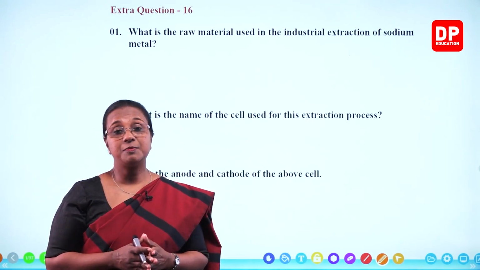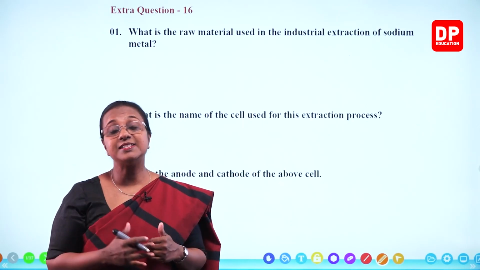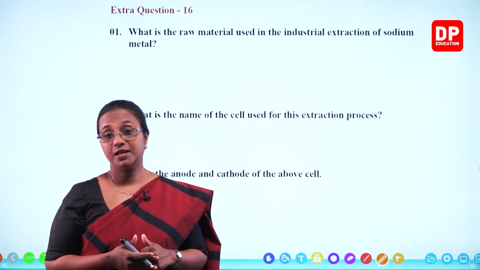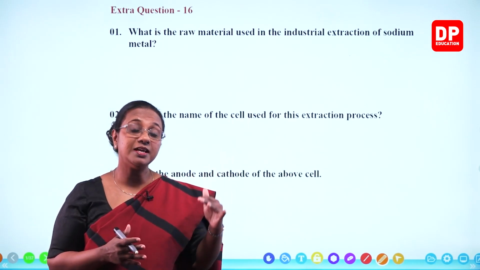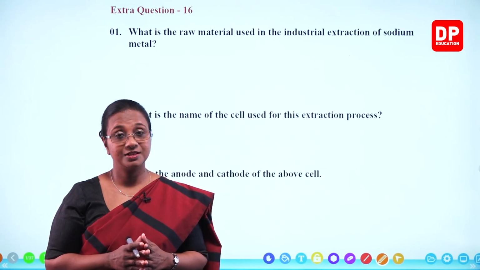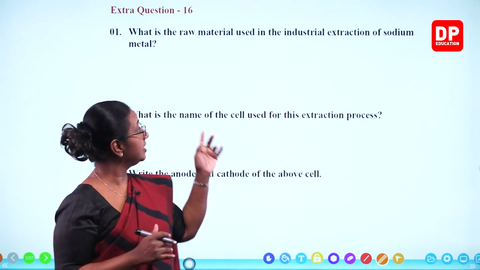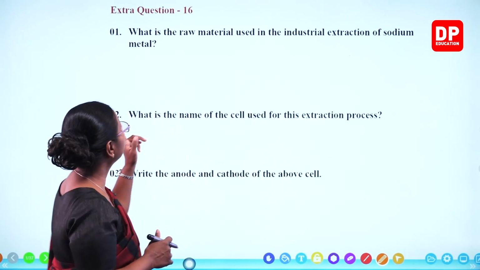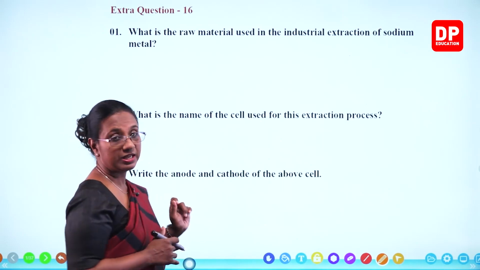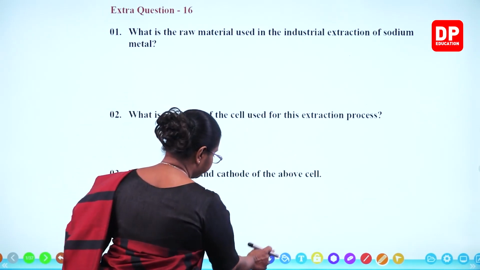In the industrial process, what they do is they mix calcium chloride, about 40% of calcium chloride, so that the melting point decreases to around 600 degrees Celsius. So that is how we use the raw material. But here, since the question says, what is the raw material used in the industrial extraction of sodium metal? You can just write fused sodium chloride.